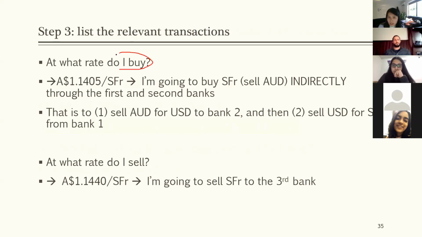So with the buy transaction, because this is through a cross rate, I'm going to have to execute this transaction through the first two banks. Okay. So in other words, I'm going to be selling the AUD for USD to the second bank, and then I'm going to be selling the USD for the franc from the first bank. Okay. Does that make sense? Do we see why for the first transaction, for the buy transaction, we want to do these two steps?